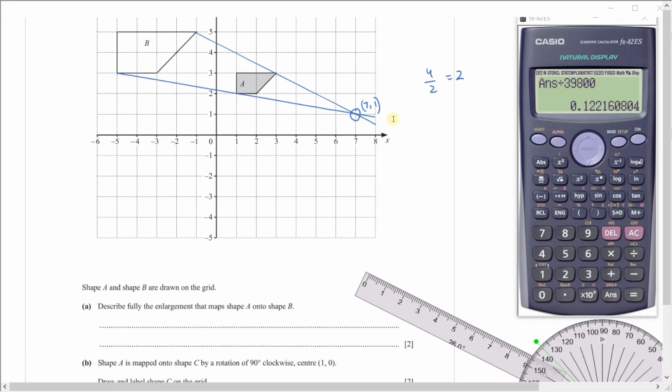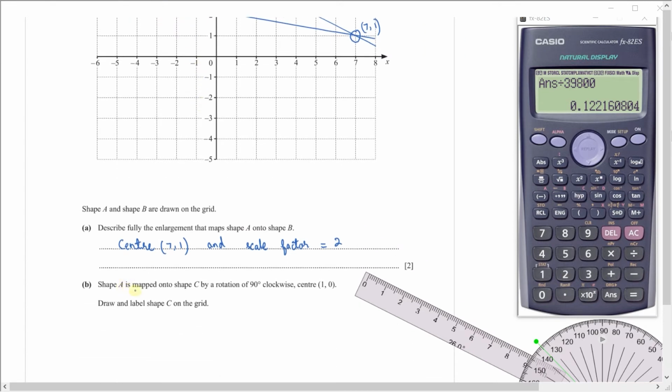So, describe fully the enlargement that maps shape A onto shape B. So you can say that it has center (7, 1). This point here is the center of enlargement, and scale factor equals 2. So this will be your enlargement that maps shape A onto shape B.